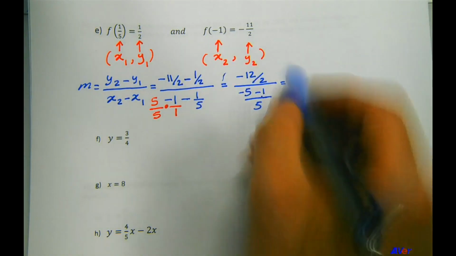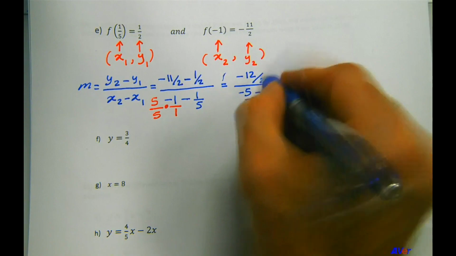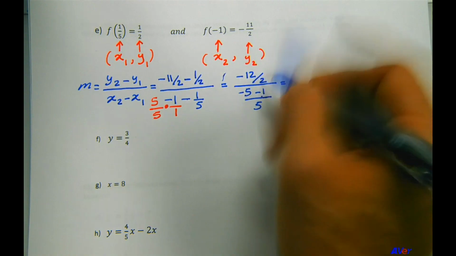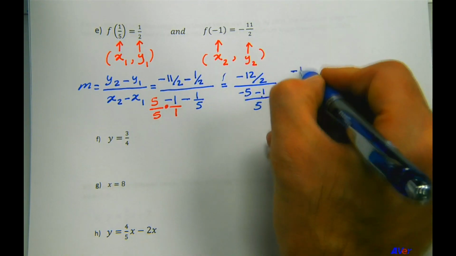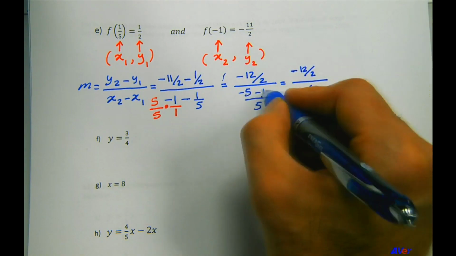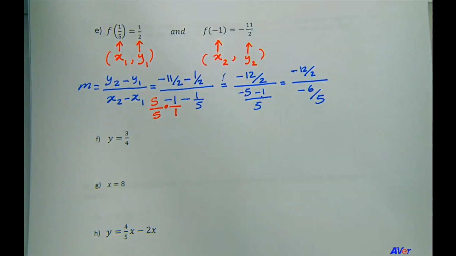So what do we end up with? We end up with negative 12 over 2, and I'm keeping this as a fraction and not simplifying it to negative 6 for a reason. You'll see in a minute. I want to make a point. So negative 12 over 2 divided by minus 6, right? Minus 5 minus 1 is minus 6 over 5. So now we have a complex fraction. We can't leave that like this. We need to simplify a complex fraction. The easiest way to simplify a complex fraction is this.